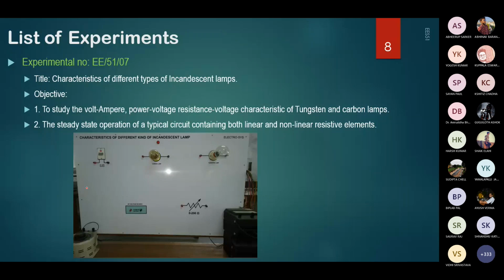As well as the nonlinear characteristics of the tungsten lamp. That means when voltage is increasing and when voltage is decreasing, we will see two different paths; the path followed by the tungsten lamp when voltage is decreasing will not be the same. So that nonlinearity property we will also study over here. Understood?